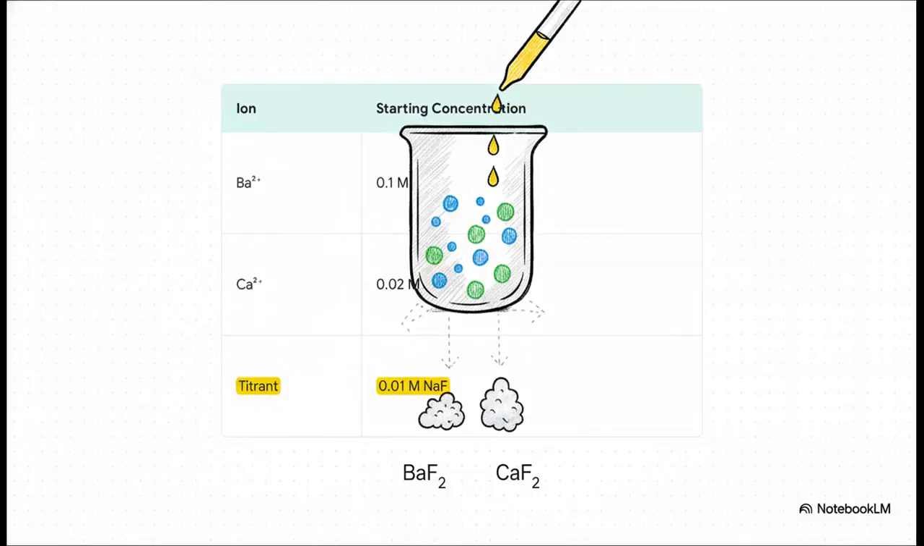So here is our starting line. We've got barium ions and calcium ions in a beaker, and notice they have different starting concentrations. Then, we begin to slowly drip in some sodium fluoride. That's what provides the F- ions. As the fluoride concentration in the beaker rises, we're going to hit a tipping point where either barium fluoride or calcium fluoride has to start forming a solid.